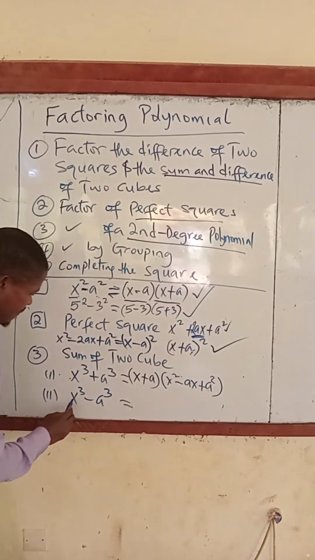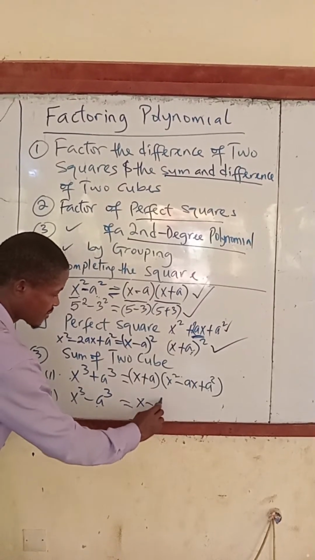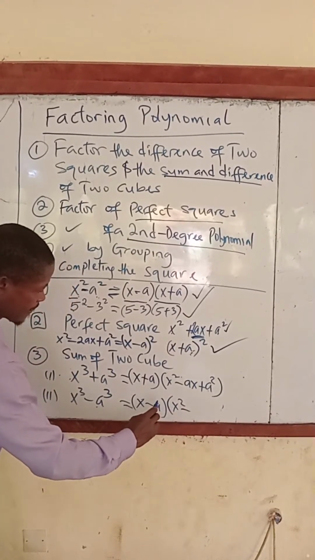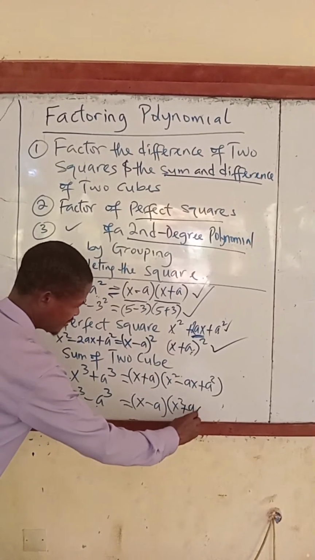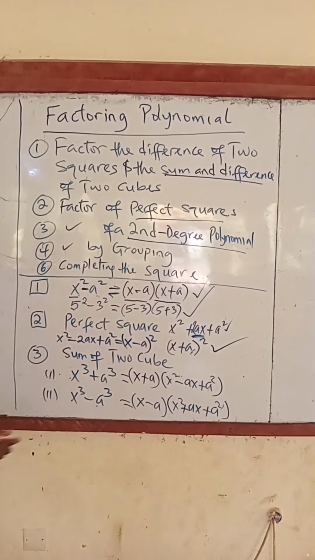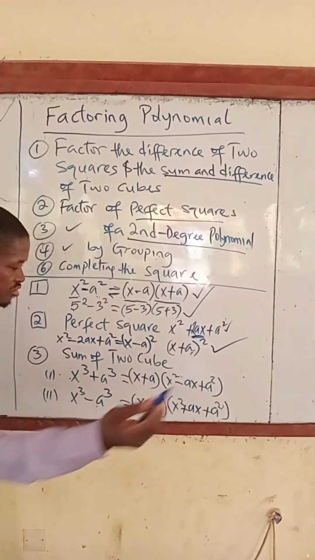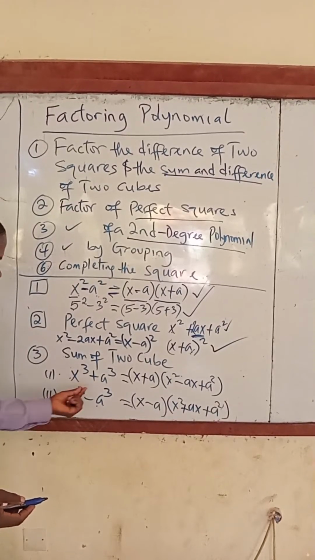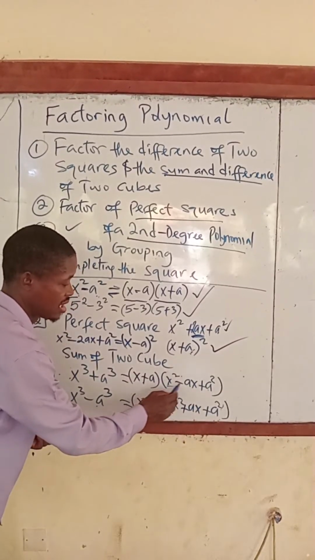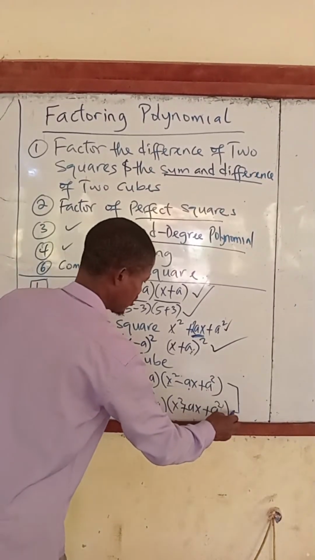In that case, when you have x cubed minus a cubed, it is going to give you x minus a, and then times x squared plus ax, and then plus a squared. The first expression will be minus, and then the rest of the expression will be plus all through. And for the one of plus, you're going to have x plus a, and the rest of the expression will be x squared minus ax plus a squared. So that's that on these aspects.